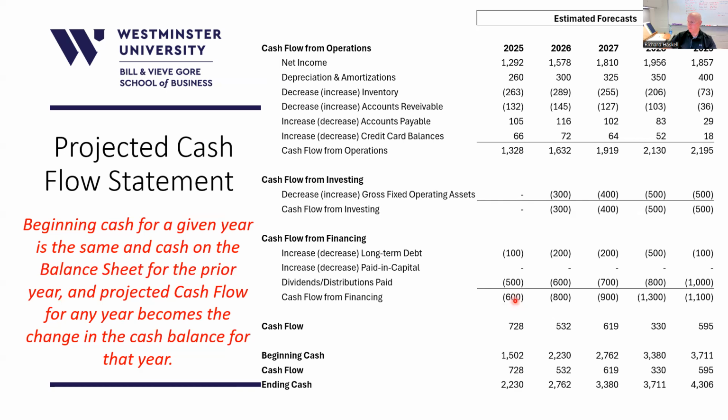So we have cash flow from financing. This is simply the sum of whatever our cash flow elements are that combined for that. And in this case, we can take the cash flow from operations, cash flow from investing, and cash flow from financing for any given year, and together that equals the cash flow for that same year. If we add that cash flow to the beginning cash balance for that year, which is the same as the ending cash balance for the prior year, we then end up with the ending cash balance for that particular year.